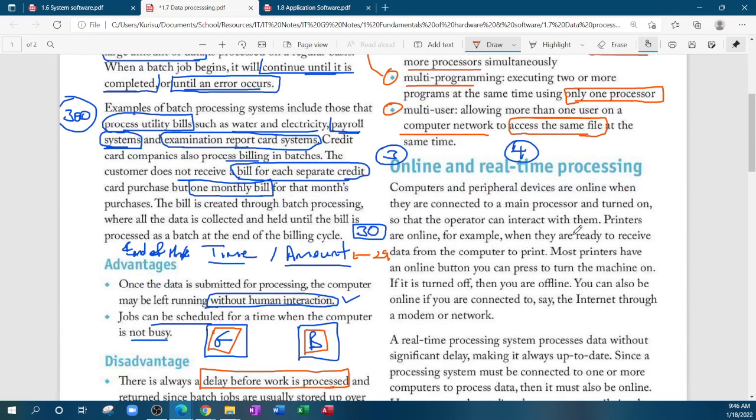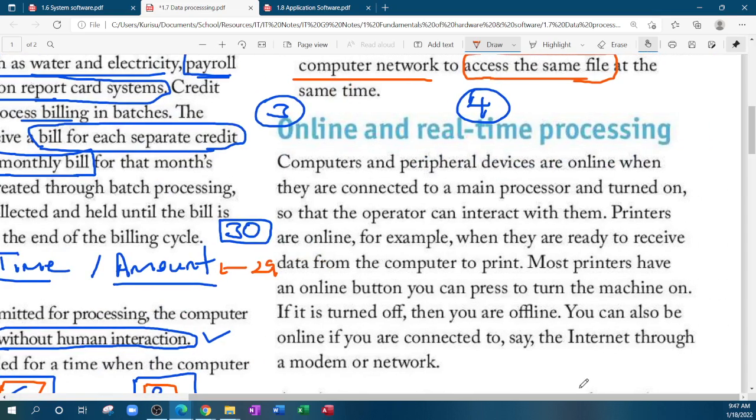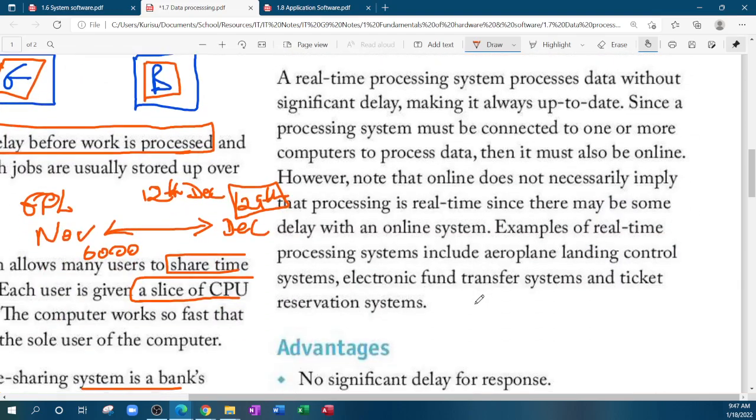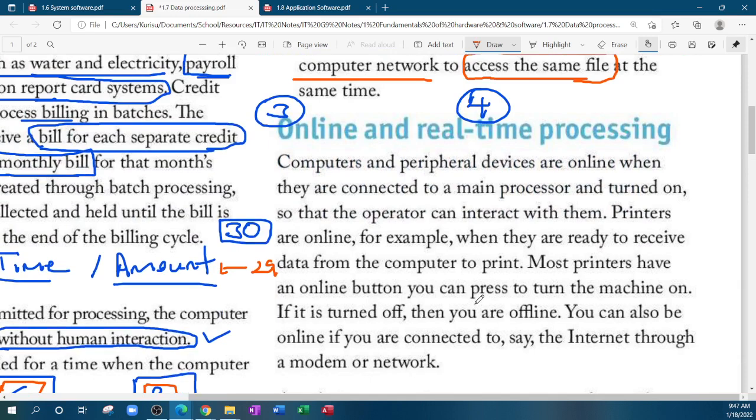So we're gonna move on to the next two processing methods, data processing methods, online and real time. So they're two different processing methods, but they're kind of related to each other. So Fazil, you can read the first paragraph, and then Gabriel.